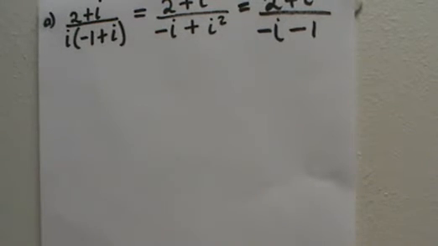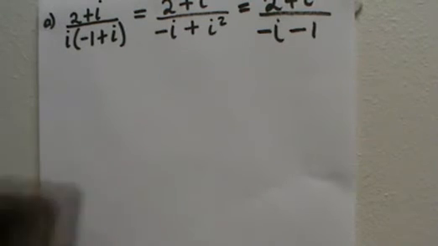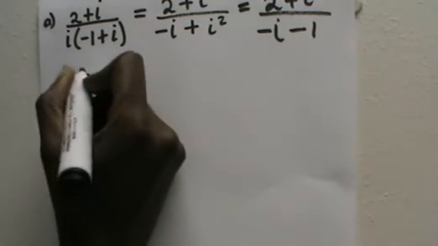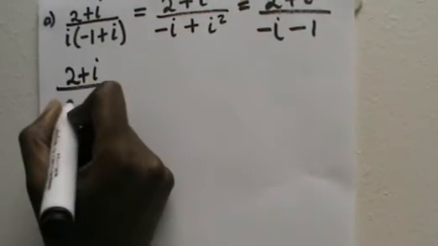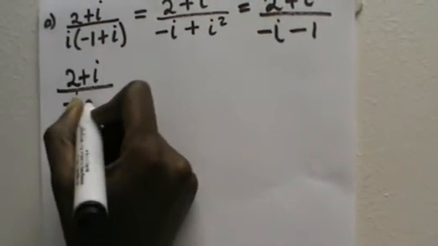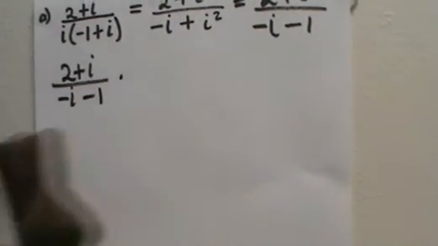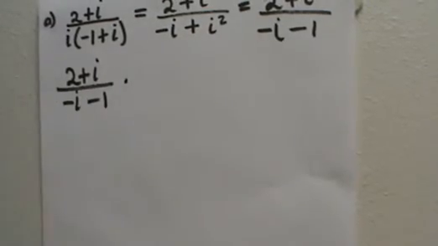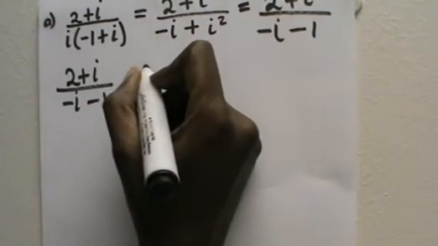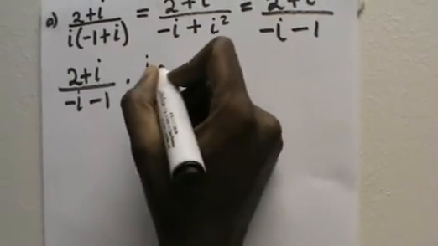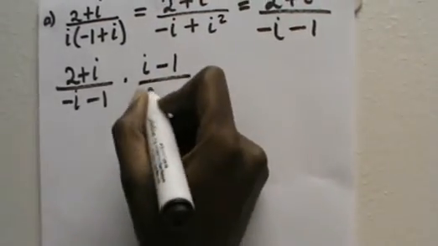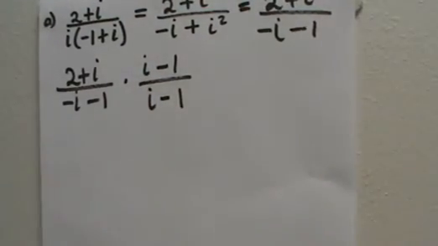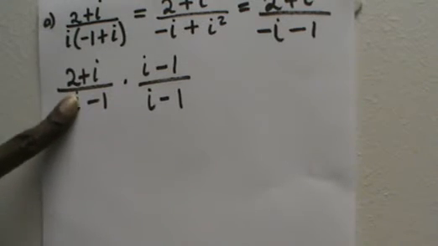Change the sign of i. So this is what I have: (2 + i) over (-i - 1). And then I multiply this by the conjugate, where the i here is going to be changed, so the sign rather: (-1) over (i - 1). Okay, so I have that. Now I multiply it. That is the conjugate. You can see the difference is the sign of i.